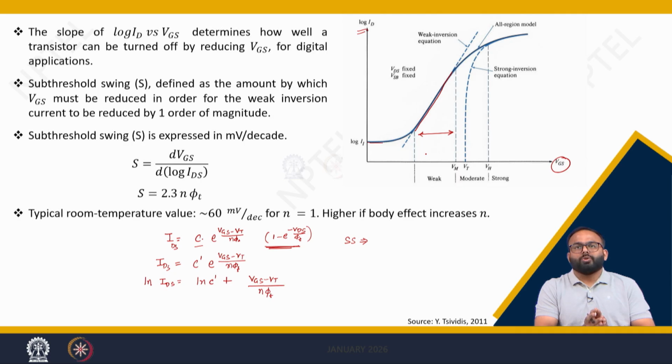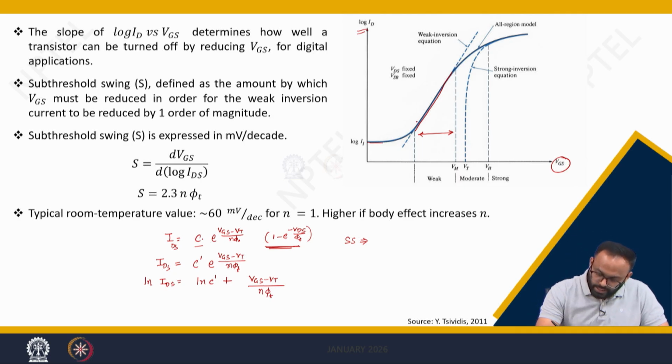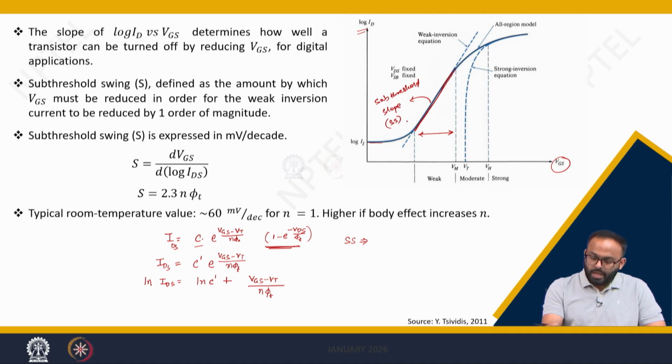So this is the weak inversion zone. The weak inversion zone is sometimes also called the sub-threshold region, right. In this region we are getting an almost linear curve. Now we will define this slope as the sub-threshold slope. Sub-threshold slope means the minimum gate voltage required to change the current by a decade.